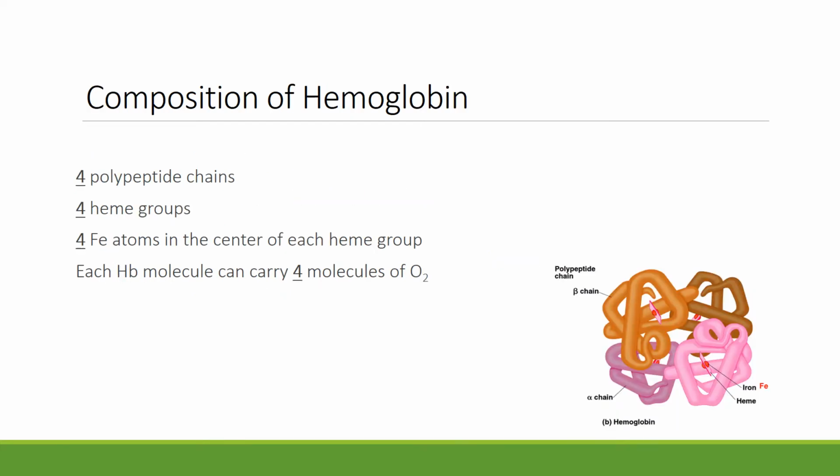Hemoglobin is a red protein that's responsible for transporting oxygen in the blood. Its structure is based on a theme of 4. It contains 4 polypeptide chains, 4 heme groups, 4 iron atoms in the center of each heme group, and each hemoglobin molecule has the ability to carry 4 molecules of oxygen. Take a look at the structure on the right side of the slide.